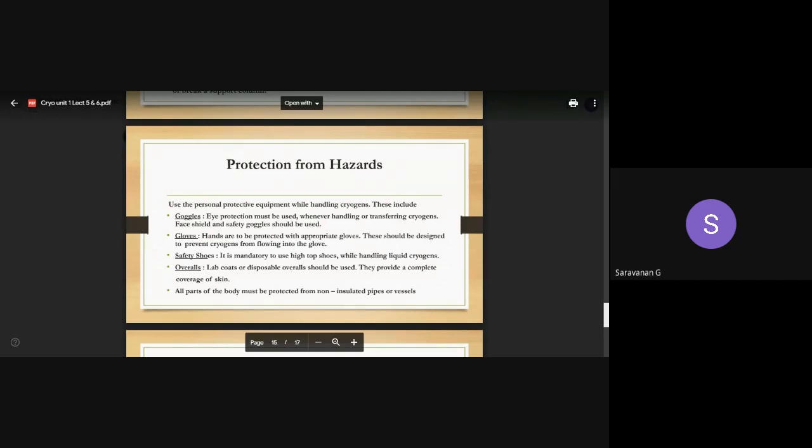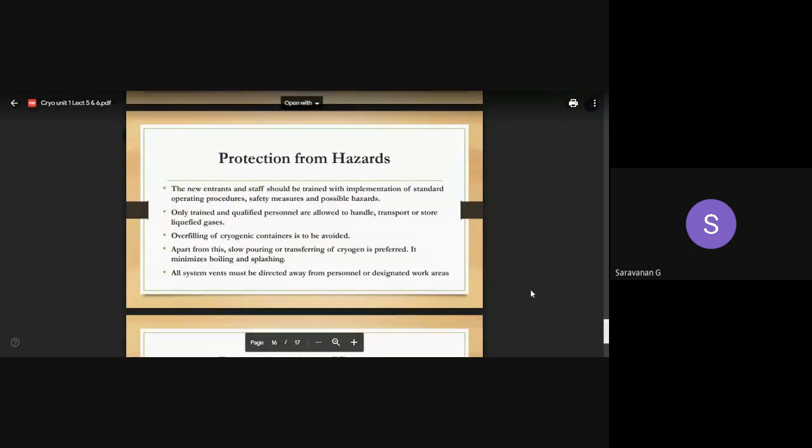For overalls, we can use lab coats. Disposable overalls should be used. They fully cover the skin of the human body. Direct contact of fluids with bare skin will be prevented by using lab coats or disposable overalls. All parts of the body must be protected from non-insulated pipes or vessels. Whenever we are dealing with a Dewar vessel, non-insulated piping, or a closed container or vessel storing or transferring the fluid, we should protect the entire body. Parts of the body have to be protected properly.